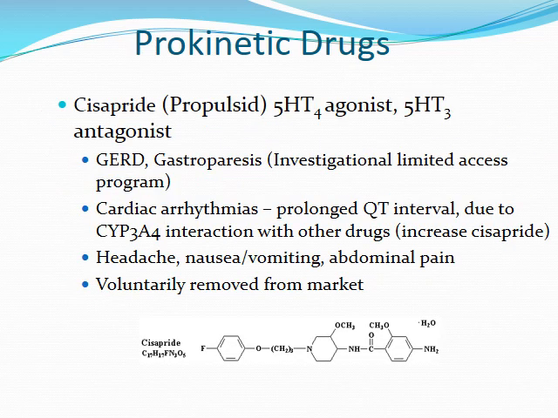Another drug useful as a prokinetic agent is cisapride or Propulsid. This is actually an agonist at the 5-HT4 receptor, but an antagonist at the 5-HT3 receptor. So that's similar to how you see with things like ondansetron, blocking that 5-HT3 receptor while being active on the 5-HT4. So this one has lots of issues with it, and so unfortunately ended up being removed from the market due to issues with prolonged QT intervals, especially with CYP3A4 interactions on other drugs.